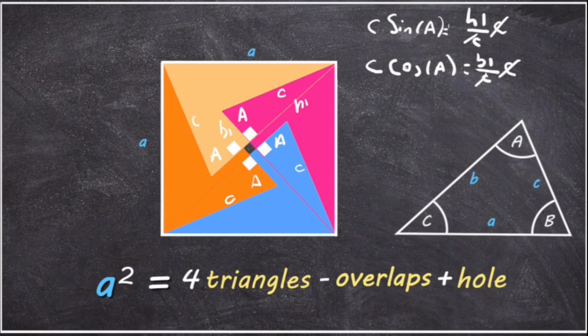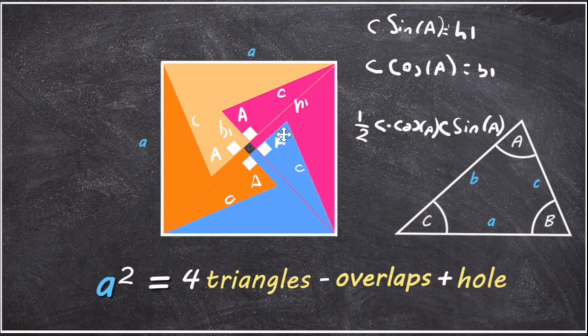We can use this to work out the area of the overlap now by using half base times height, and so half base times height is 1 over 2, well the base is C times cosine of A and the height is C times sine of A.